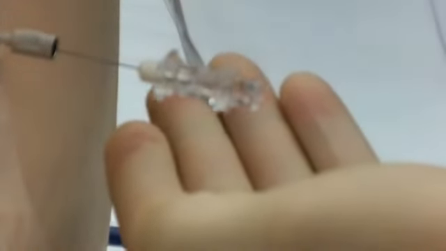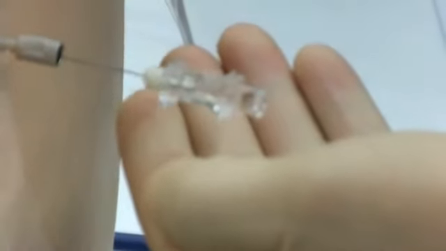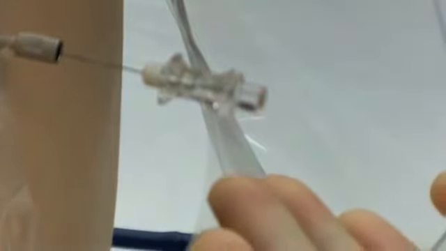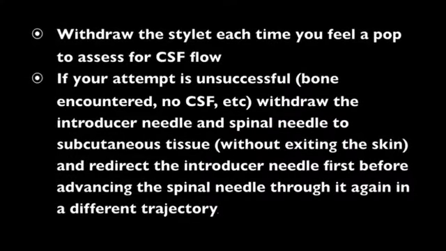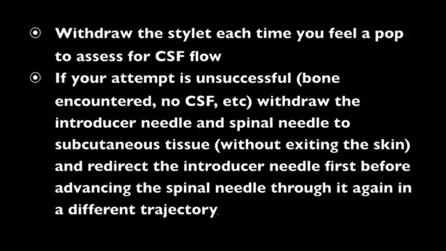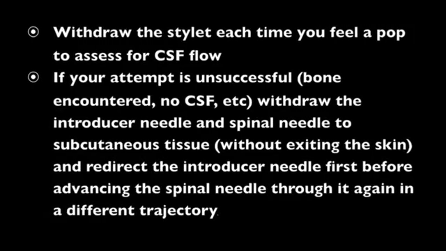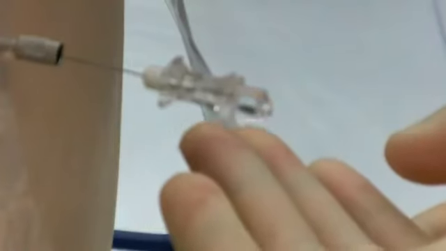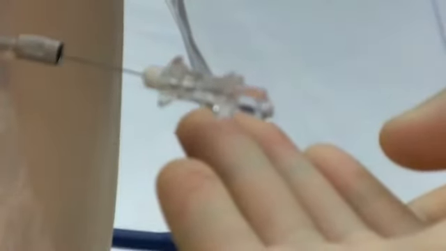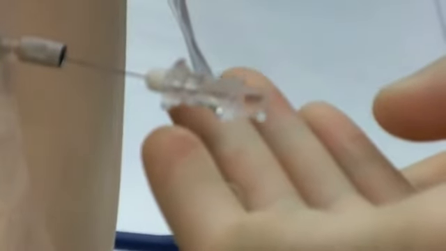If attempt is unsuccessful, like bone encounter or no CSF flow, we withdraw the introducer and the spinal needle to the subcutaneous tissues without exiting the skin and redirect the introducer needle. After you inject your anesthetic, you should remove the spinal needle and introducer needle at once.